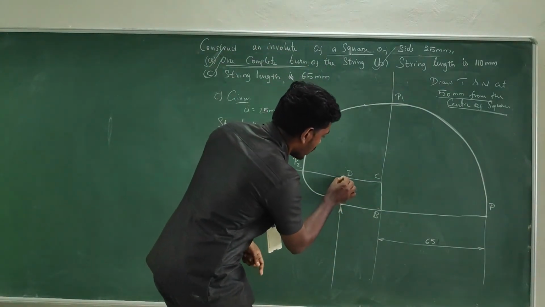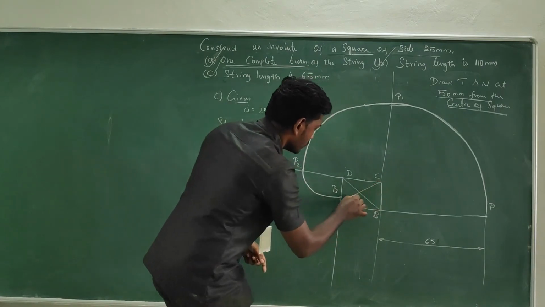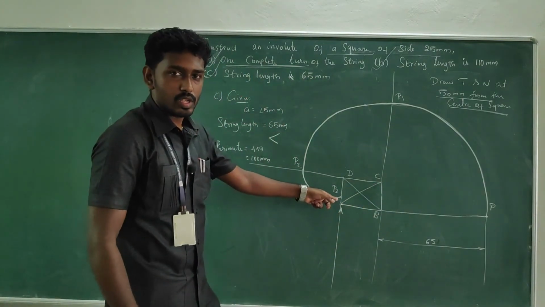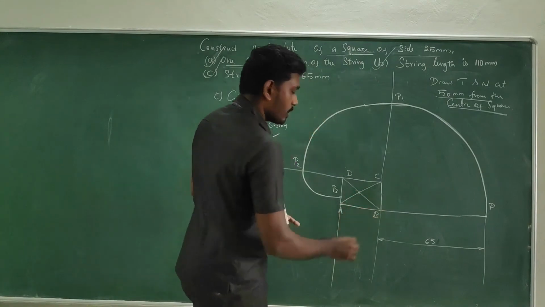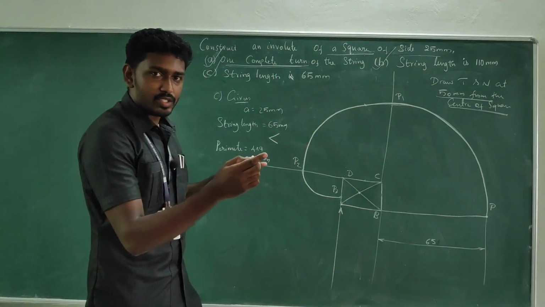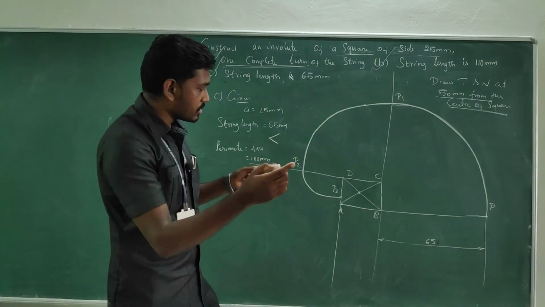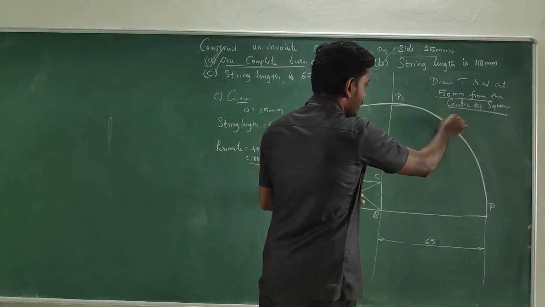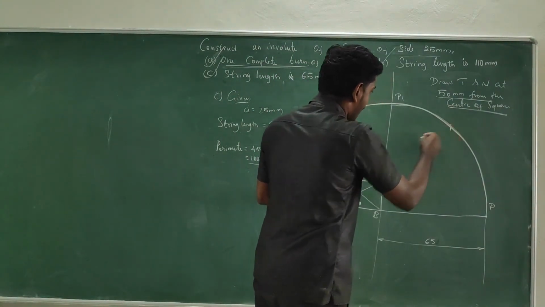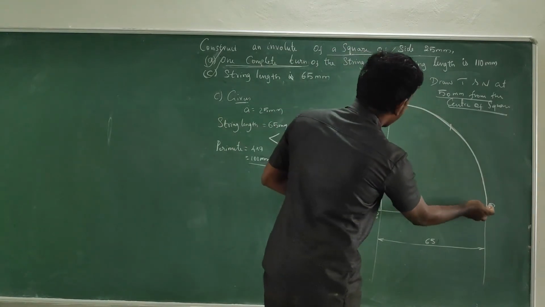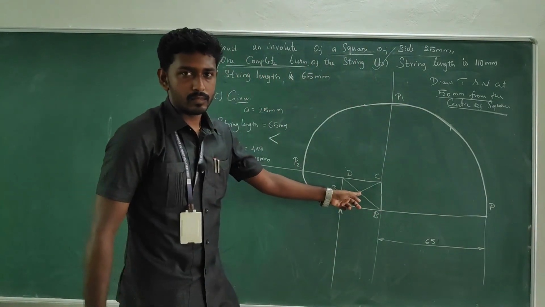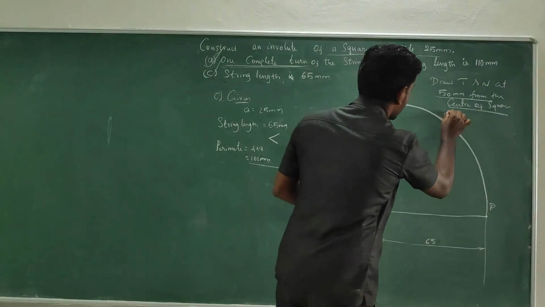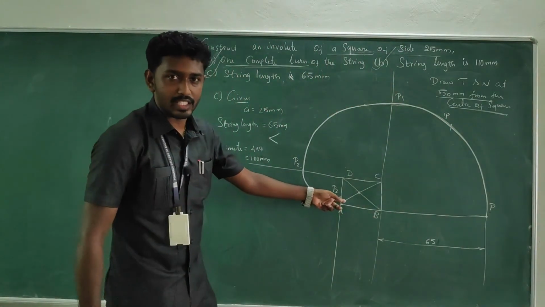For that, draw the diagonal lines so that we get the center. Afterwards, take the measurement in your compass, keep it at the center and make a cut mark. Approximately you will get a cut mark in this particular segment, P2 P1. So now this is our point to draw the normal and tangent.